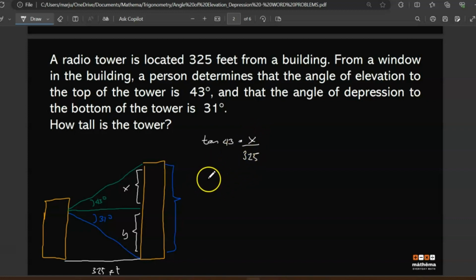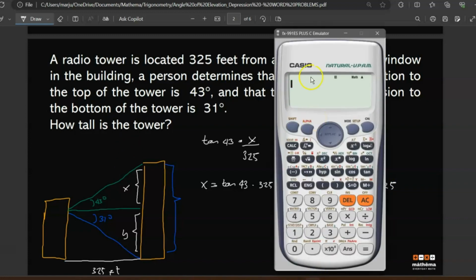This will give you x equals tan 43 times 325. Then for the other one, we are again going to make use of tangent. So tangent 31 is equal to the opposite, which is y, over the adjacent, which is 325. And then again we get y is equal to tangent 31 times 325. So we'll solve x and y, and then we are going to add the values.